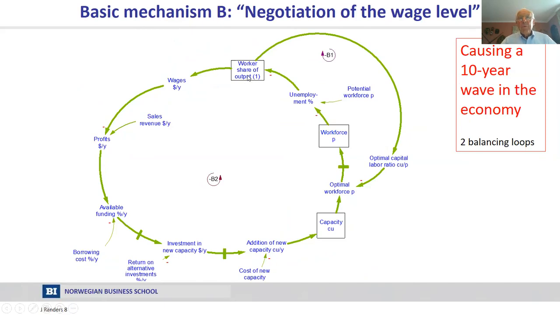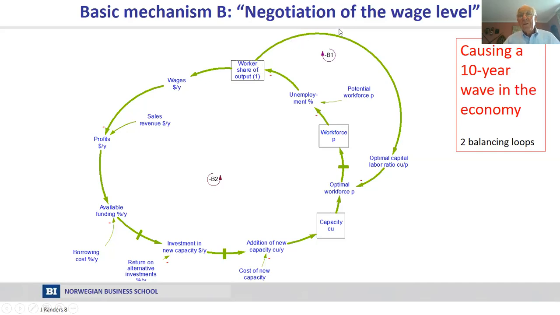So the worker share of output is the result of negotiation, where the negotiation strength is higher when there is low unemployment and lower when there is unemployment. The unemployment is governed by the workforce relative to the potential workforce. Workforce is determined by capacity, is determined by investment, available funding, profits, but the profits are reduced by wages. So here is one negative loop that tries to keep the worker share of output at a decent level.